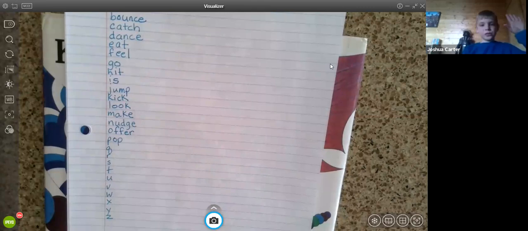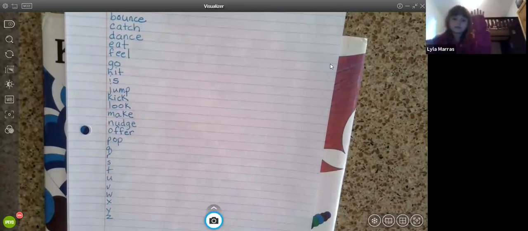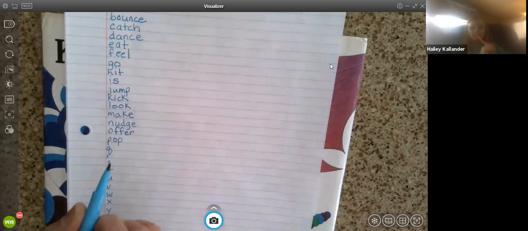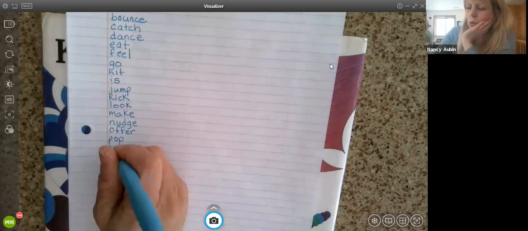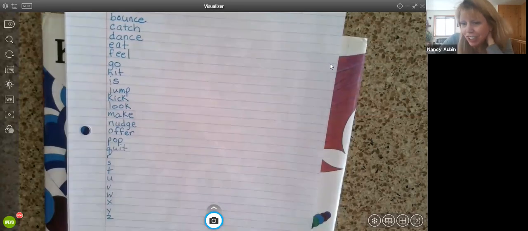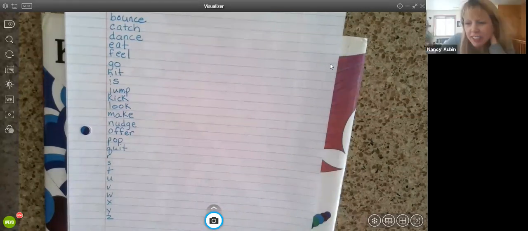Quack. Let's see who's raising their hand. I'm going to choose Haley Calendar. What did you get for Q? I got quit. I'm going to quit working now. Yep, that's an action for sure. R. Anybody get one for R? Don't quit. Never quit. Persevere. Cooper, what about your group? Did you get to R?